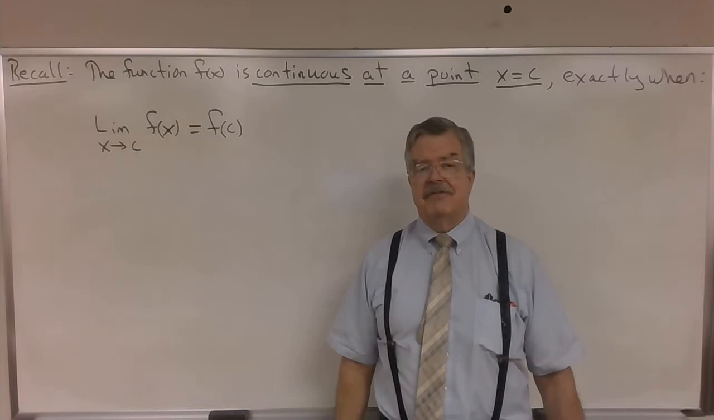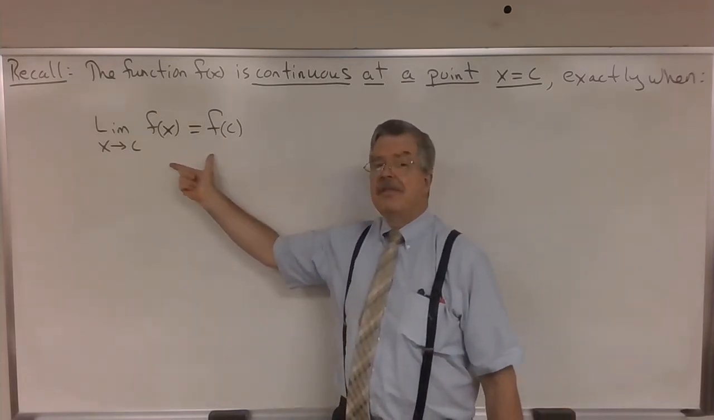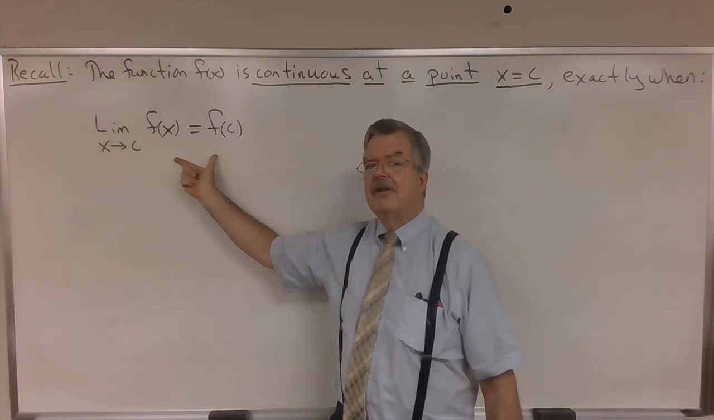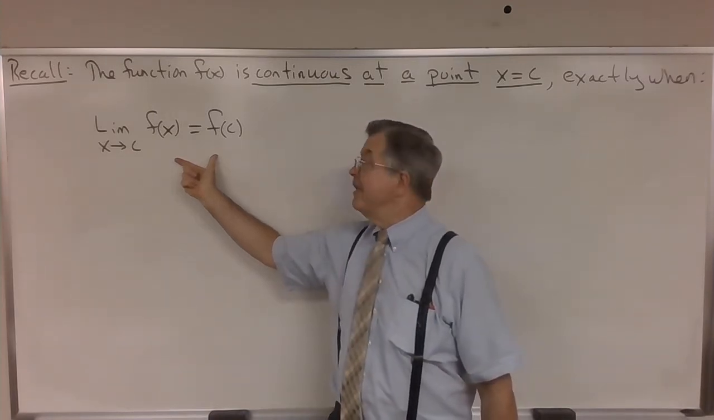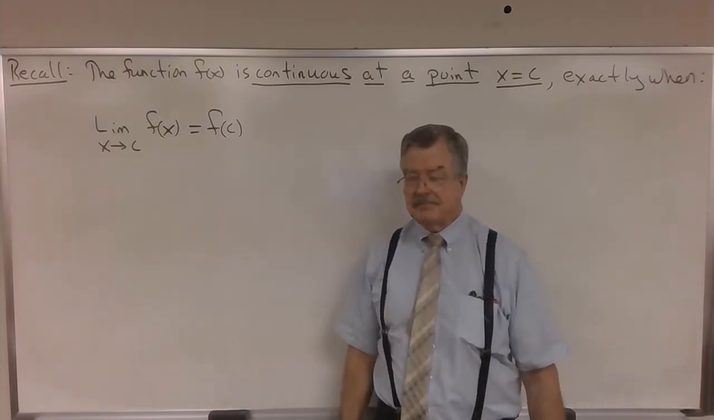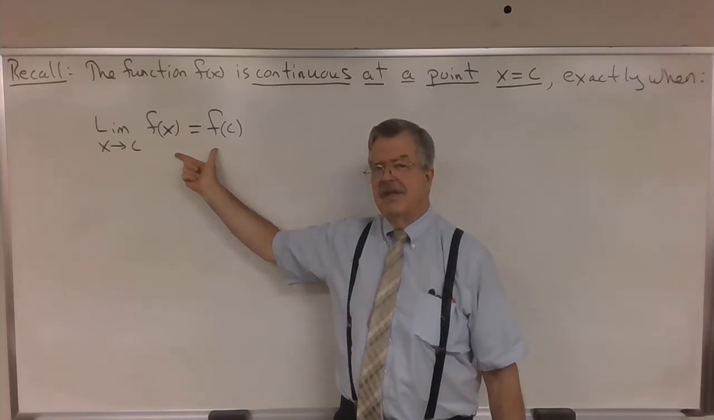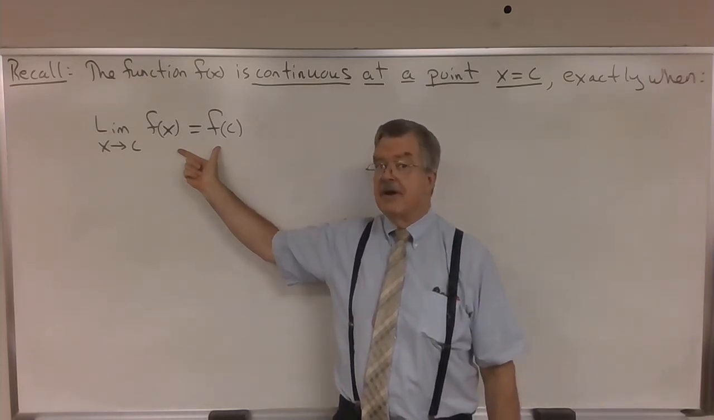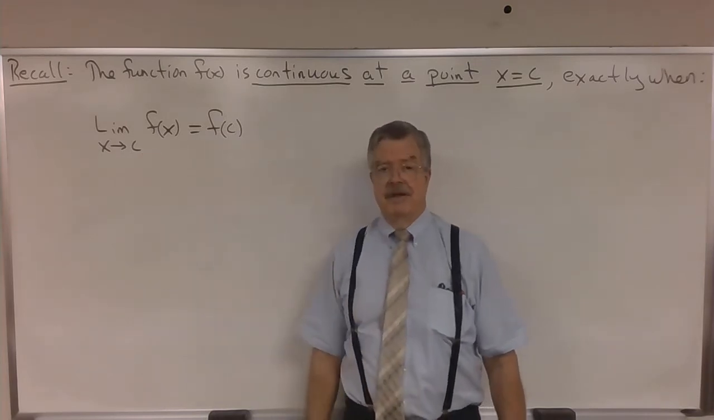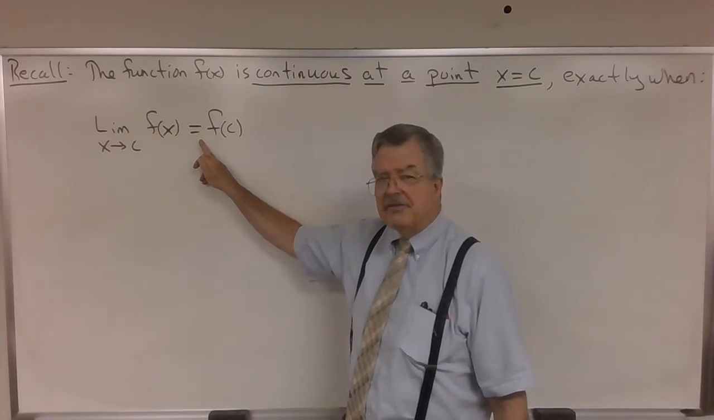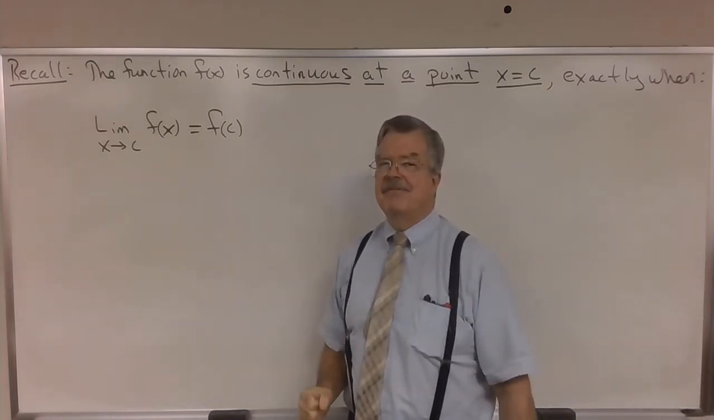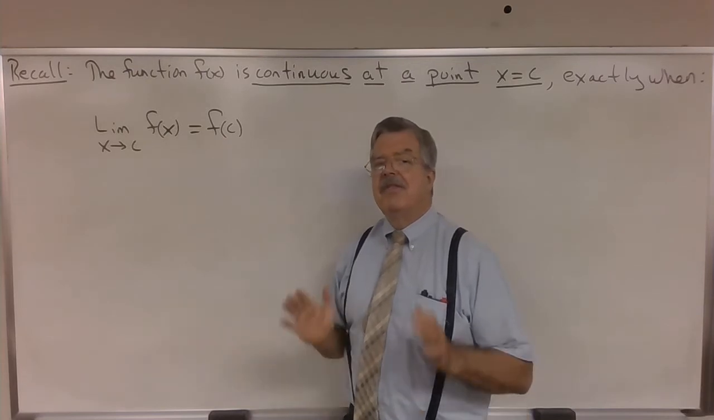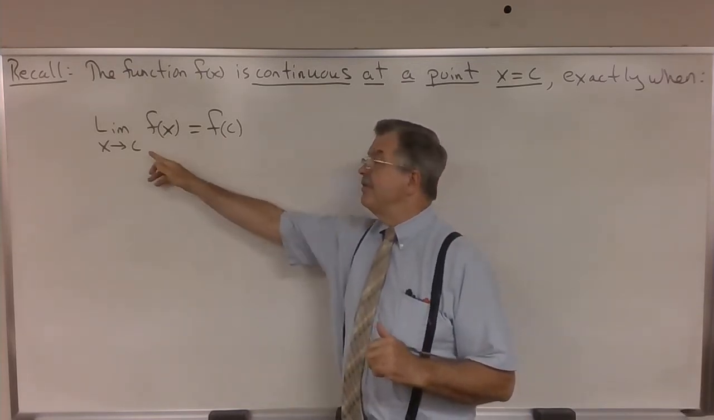And at the end of the last lecture, we saw what happens when this doesn't hold. When this condition doesn't hold, there's always a break or an interruption in the graph right at the point x equals c. If this condition is satisfied, it guarantees that there is no break or interruption in the graph at the point x equals c. So, if this condition doesn't hold, there's an interruption in the graph right at x equals c. If this condition does hold, there is no break in the graph at the point x equals c.